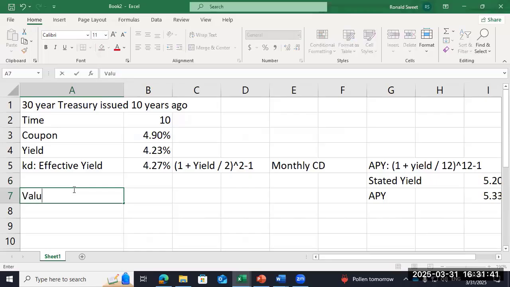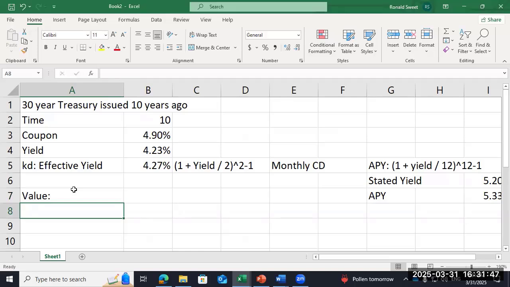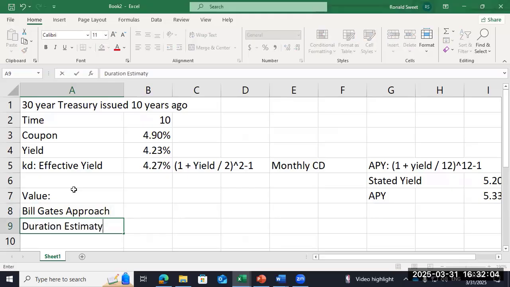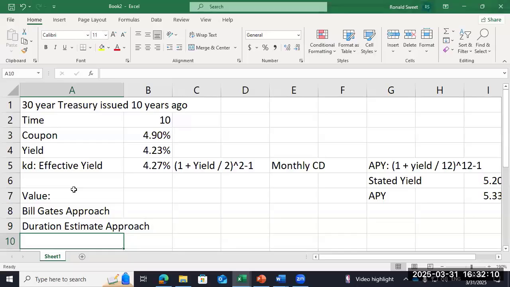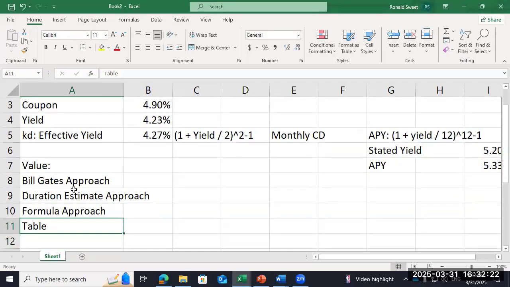Now let's do value. So there's four approaches. You have to use one of them on an exam, but if you want to do all four of them, that would be fine. I'd be really impressed. I've had students do all four of them. The first one, which I hate, is the Bill Gates approach. The second one is the duration estimate approach. It doesn't give you the answer, but it gives you an approximate answer, so you know if you're in the ballpark. Then there's the formula approach. And then there's the table. The table is required for the exam.